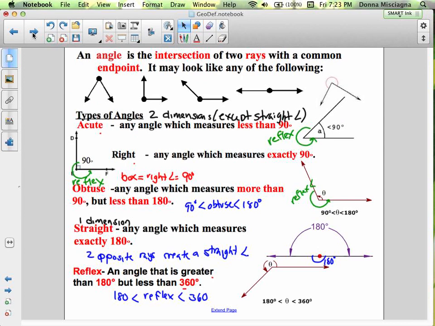Now let's talk about the different types of angles. So an angle is the intersection of 2 rays with a common endpoint. It may look like any of the following. So I have spaces in your notes for each of these. Right? And the dimensions, all of them are going to be 2 dimensions except for the straight angle. Right? So next to acute angle, write in 2 dimensions.